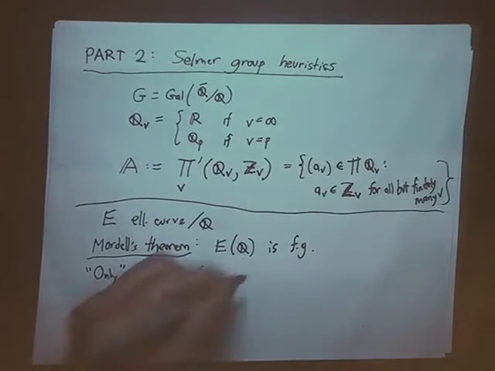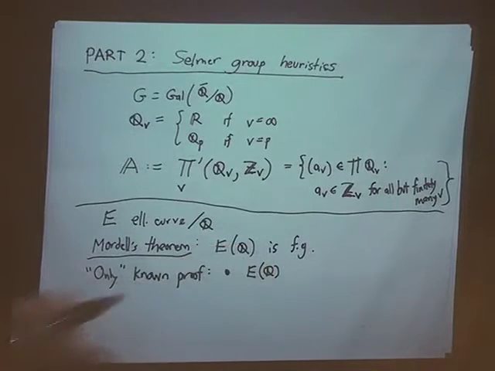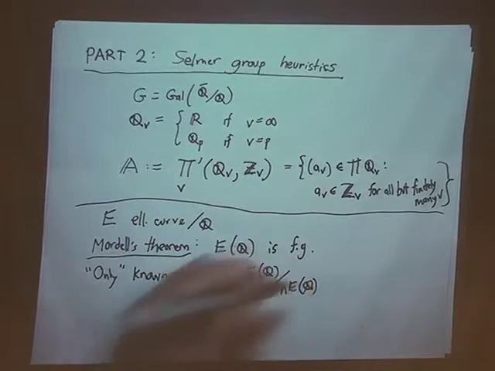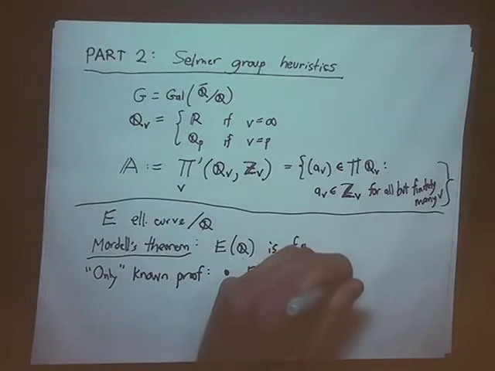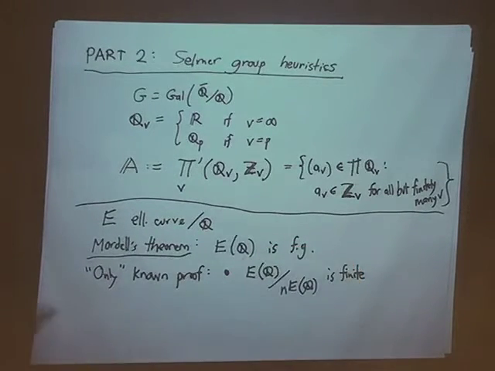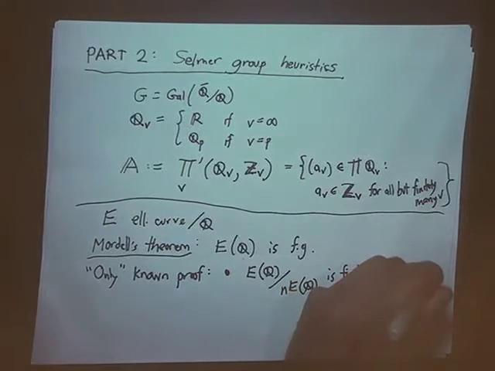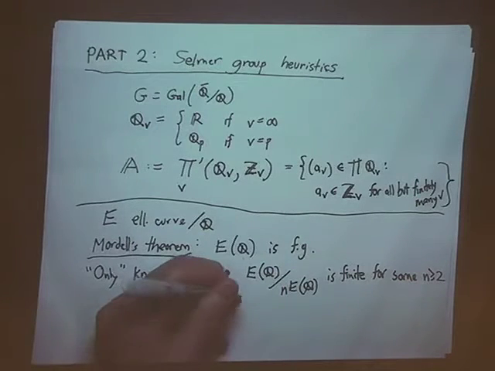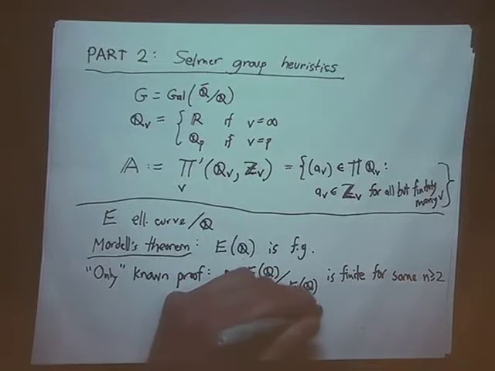The proof has two ingredients. One is the weak Mordell theorem, which says that if you take this group modulo n times it, then that's finite, for some n greater than or equal to 2. Once you have that, you need a little extra ingredient involving height functions to go from this to knowing that the whole group is finitely generated.